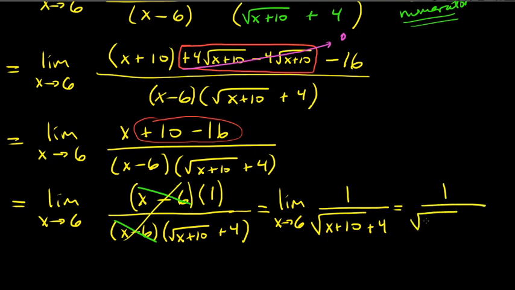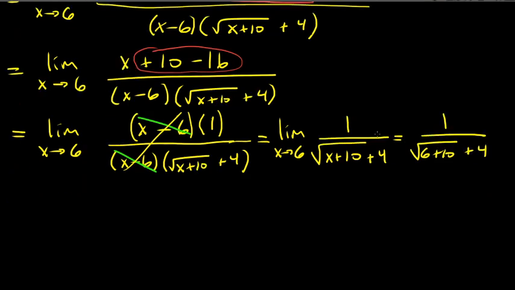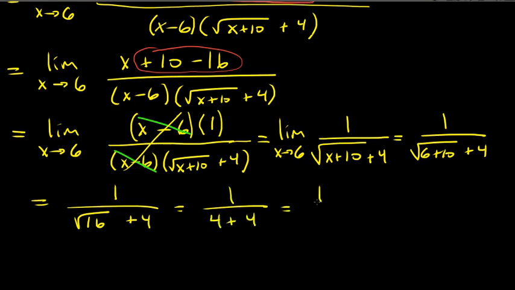You get 1 over the square root of 6 plus 10 and then plus 4. And now I need a little more space here. So this is going to be 1 over the square root of 16 plus 4. The square root of 16 is 4. And 4 plus 4 is 8. So we get 1 over 8.